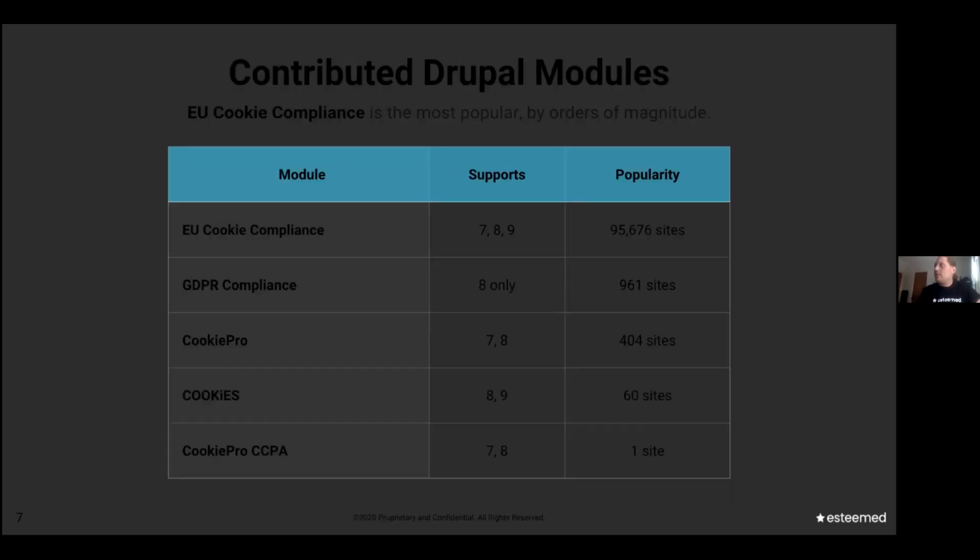So all of these things, this is a partial list. I've omitted any modules that don't have a stable release candidate because those aren't covered by the Drupal security policy. And also, not all of these are applicable to everything that you're going to want to do. You'll notice that the one at the top, though, is just far and away the winner by orders of magnitude. EU cookie compliance supports Drupal 7, 8, and 9.